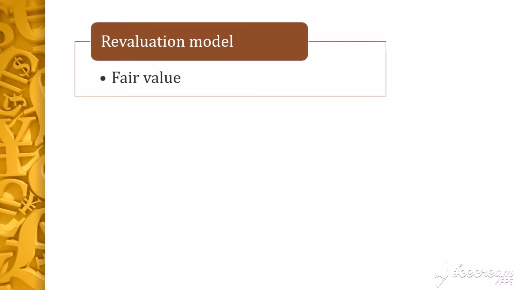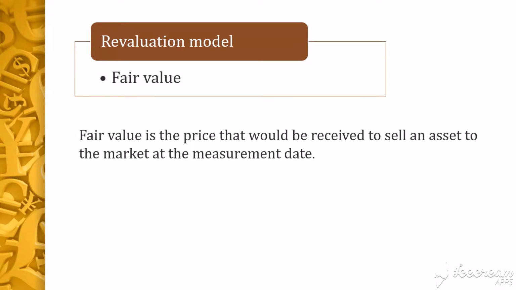Now let's go through the revaluation model. It measures the property, plant and equipment at fair value. Fair value is the price that would be received to sell an asset in an orderly transaction between market participants at the measurement date. Simply put, fair value is the market value. If I own a piece of land with a fair value of $1 million, it means I can sell it for around $1 million in the open market.